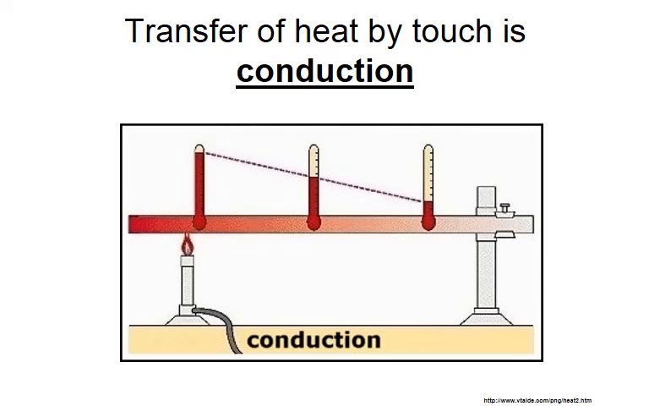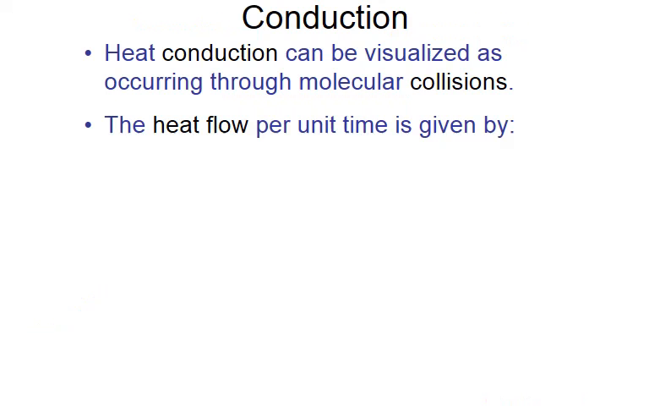So transfer of heat by touch we consider as conduction. That's one way that we transfer energy. This is a picture of a burner that is heating up a metal bar. What's happening is these molecules in here are hitting the other ones, and then they're hitting these, and then these, and it transfers this energy all the way through. And that's by touch, by conduction.